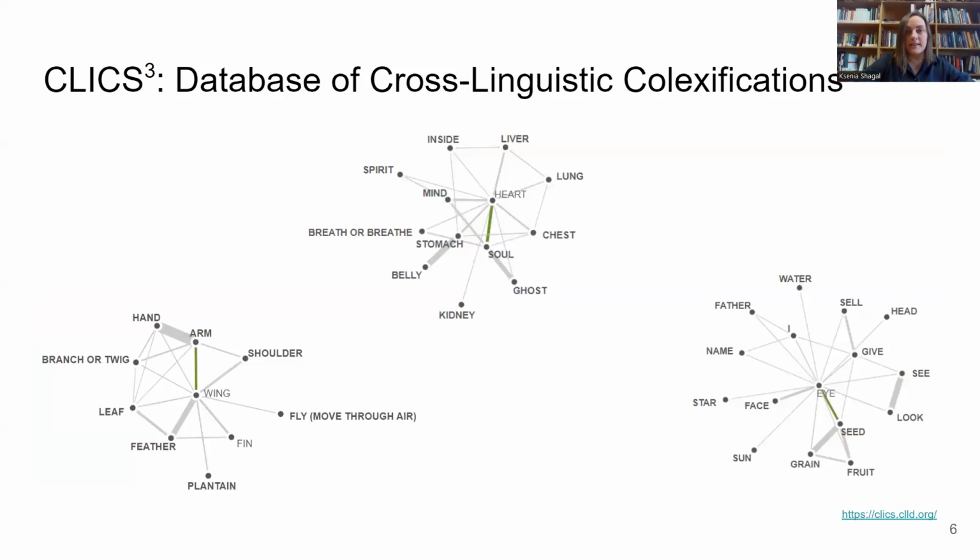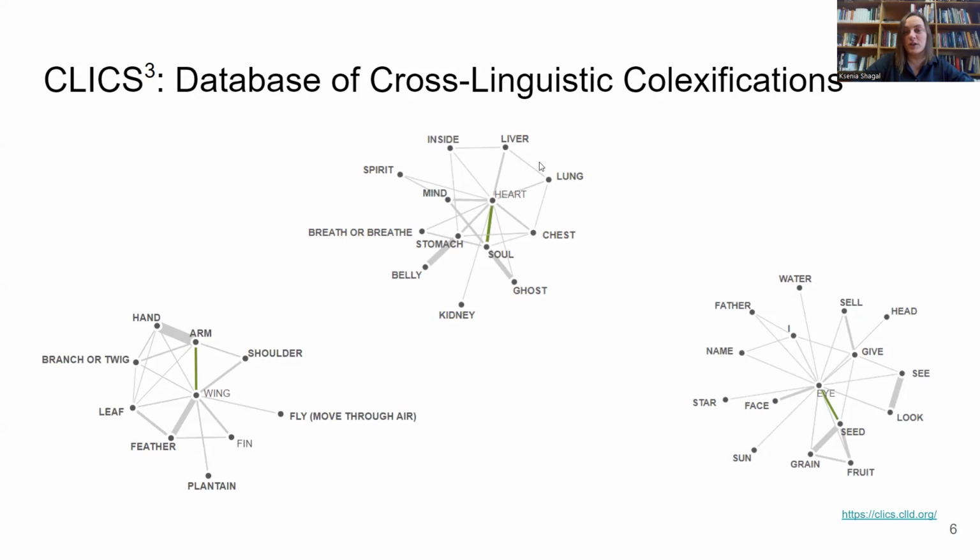Another database that also deals with lexicon is CLICS. It is a database of cross-linguistic colexifications. It has very nice visualizations. It shows, on a huge amount of data, which meanings are expressed by one and the same word in some languages. And there are graphs that show which colexifications are attested in the languages of the world.